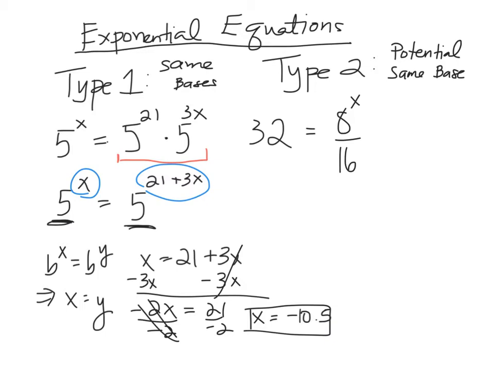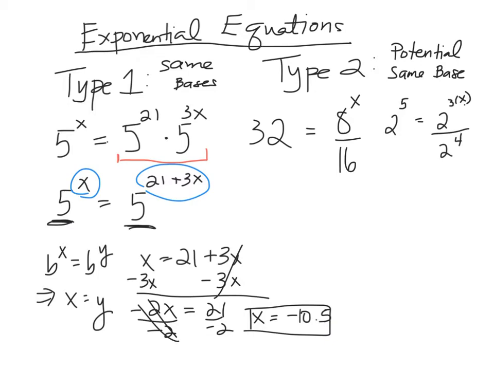All right, so problem type 2, we can rewrite 32, 8, and 16 all as powers of 2. So 32 is the same thing as 2 to the 5th. 8 is the same thing as 2 to the 3rd power. And 16 is the same thing as 2 to the 4th power.